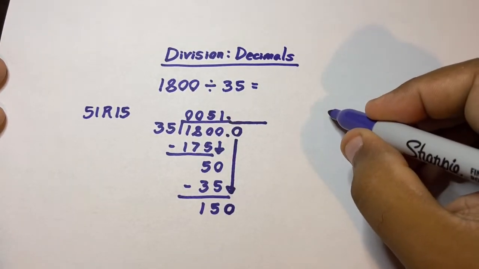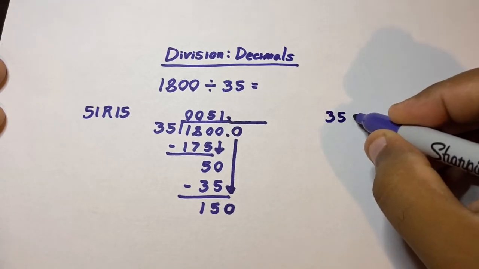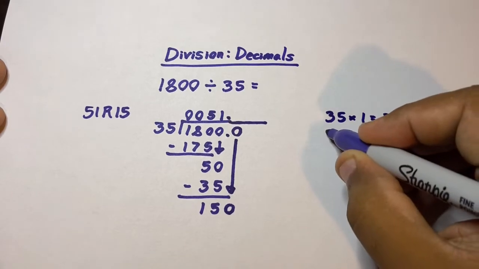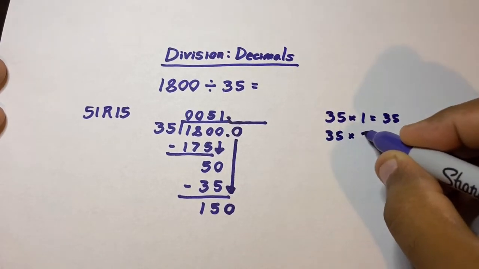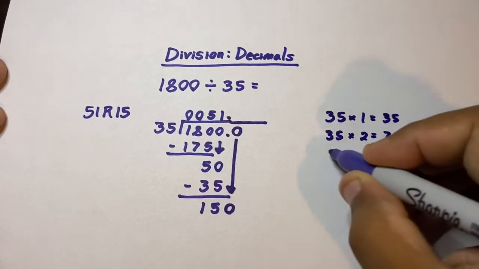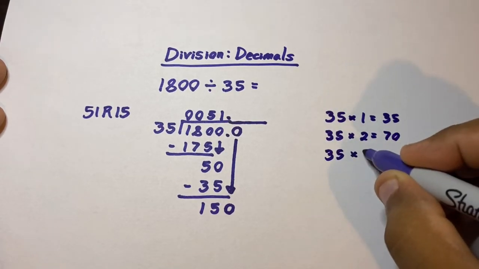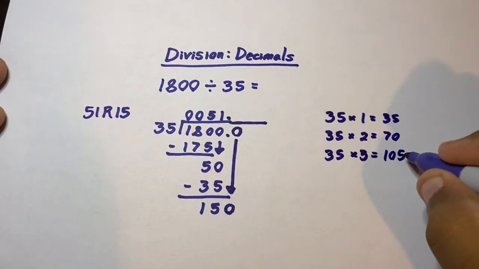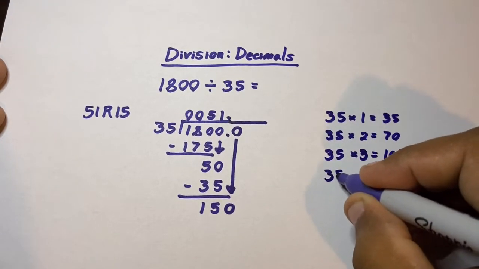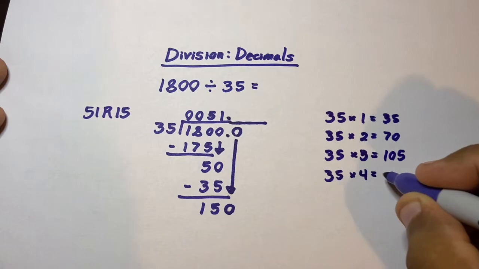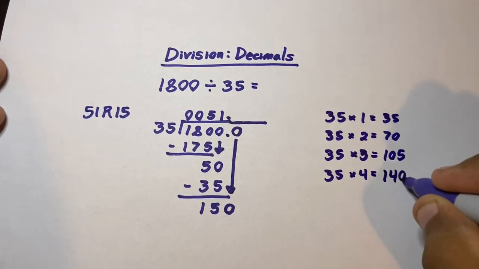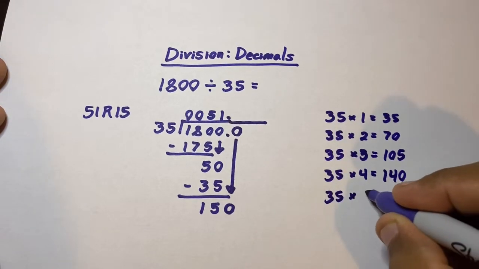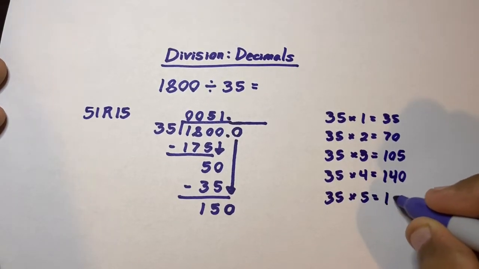So we'll do our multiplications here. 35 times 1, 35. 35 times 2, 70. 35 times 3 is 105. 35 times 4 is 140. And 35 times 5, just for good measure, is 175.